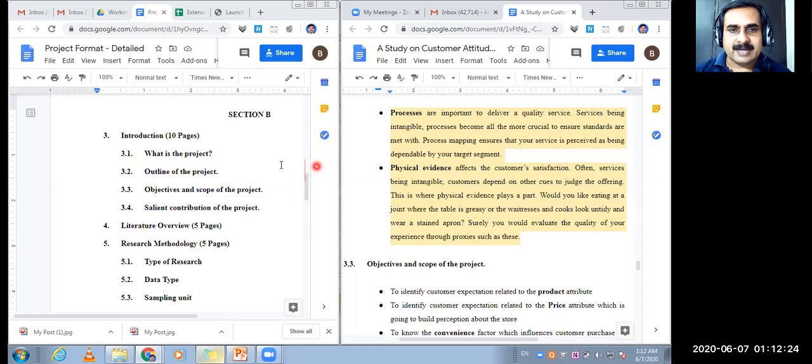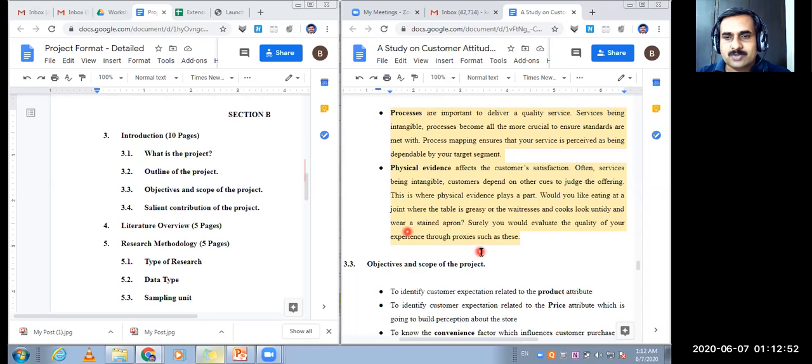And I'm just writing this: what is the project and outline of the project. If you see this format, what is the project? There I have segregated into 4 important parts: attitude, perception, and different products and services being offered by Big Bazaar. In the outline, how different factors are interrelated to each other, I'm going to establish those relationships in the outline of the project. I have already shown you that.